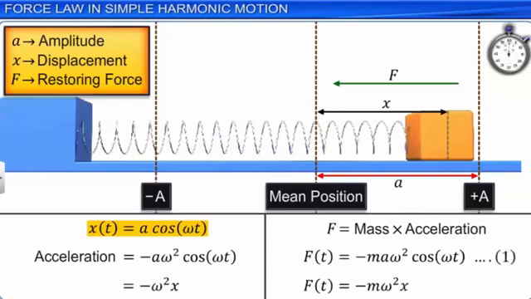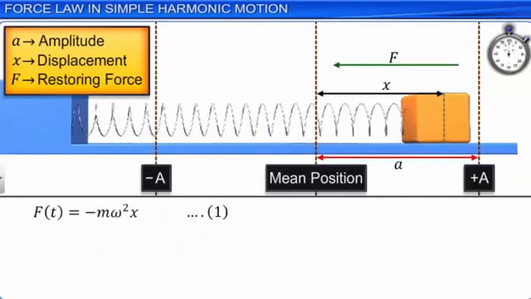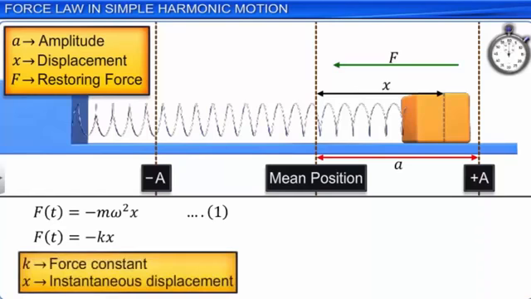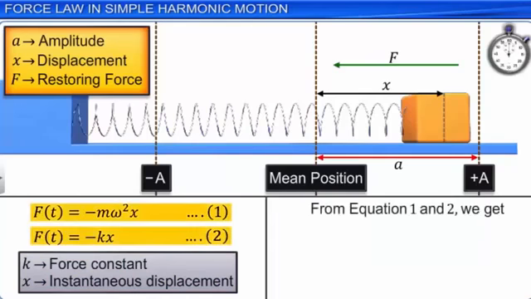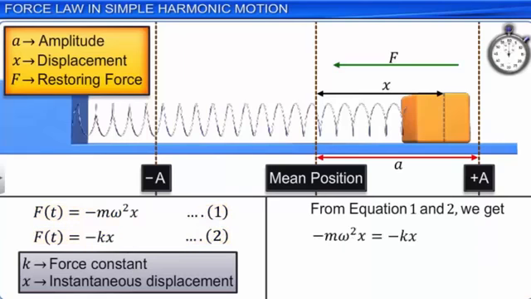Earlier we had seen that the force due to simple harmonic motion can be written as F of t is equal to minus kx, where k is the force constant and x is the instantaneous displacement of the body. Let this be equation 2. Equating 1 and 2 and simplifying, we get m omega square is equal to k, or omega square is equal to k by m. Hence, angular frequency omega is equal to the square root of k by m.